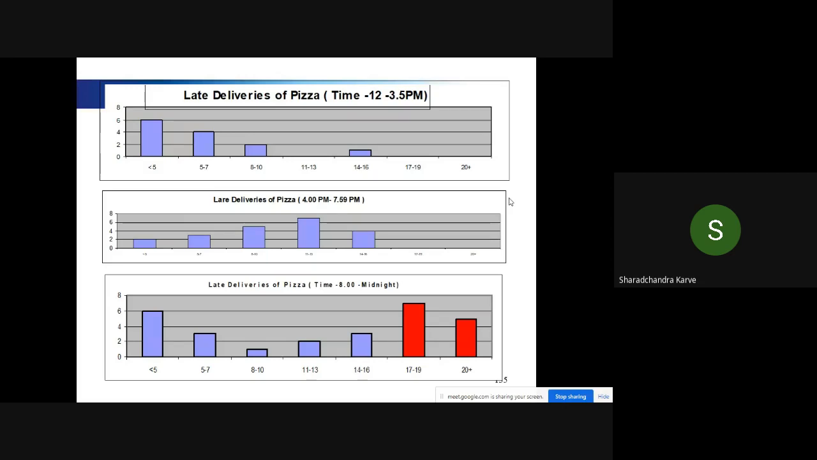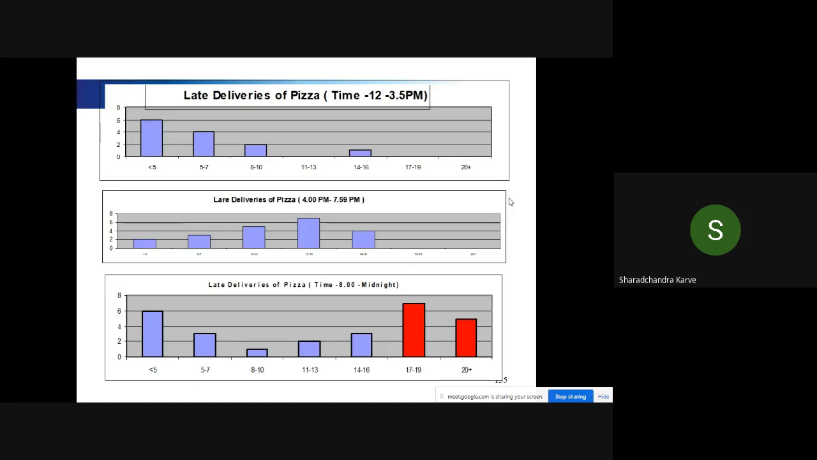I have sliced the data based on the time period. Say the shop opens at 12 o'clock. How many defects from 12 to 4? How many from 4 to 8? And how many late deliveries from 8 to midnight? From this, you will be able to understand that there are more late deliveries during the night. And if it is late, how late? It is more than 17 or 20 minutes late.